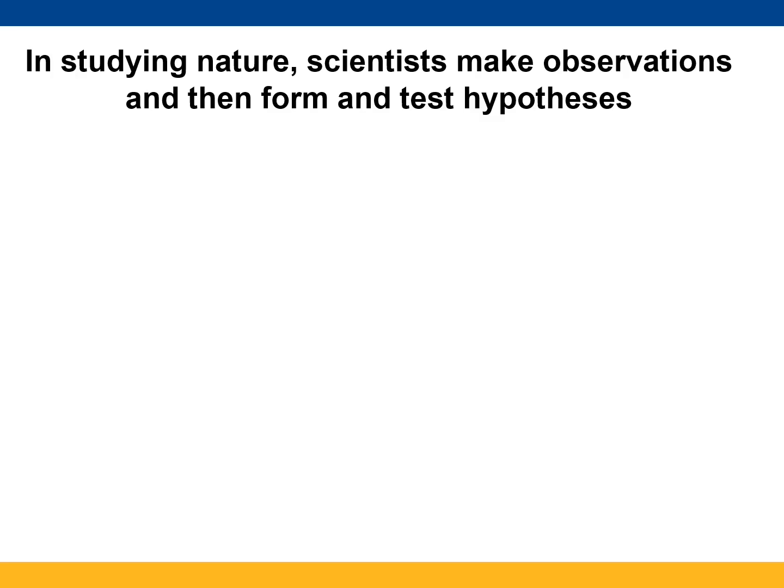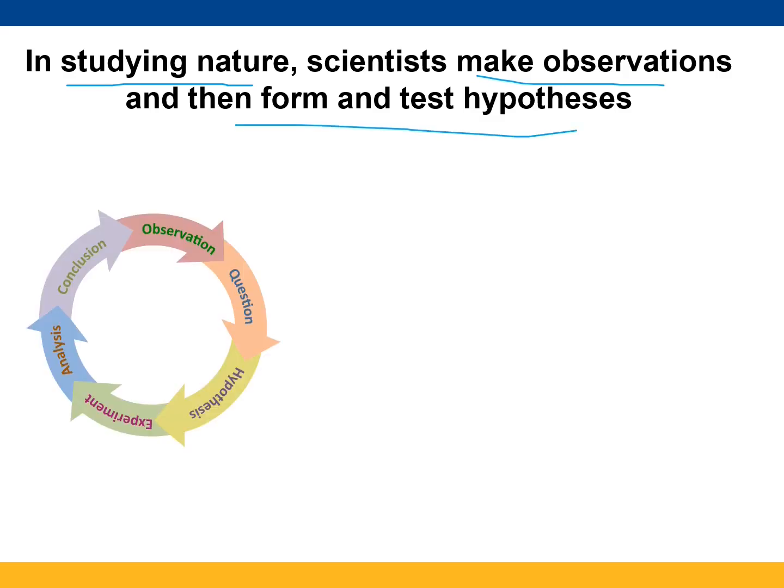So any scientist that is studying nature, for example, scientists that are trying to produce a vaccine to fight a virus, or scientists that are working against climate change, or scientists that are working to find a cure against cancer, all of them do the same thing, as we watched in the video. They make observations and then form and test hypotheses. These are key steps of the scientific method. So first, make an observation, then ask a question, and then formulate a hypothesis.